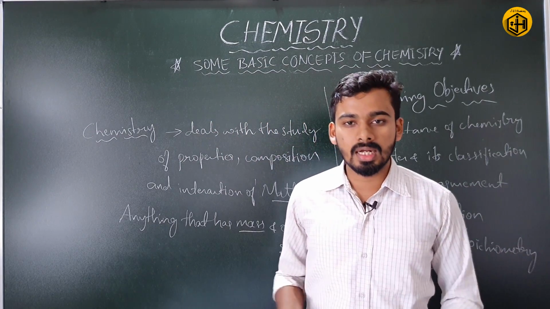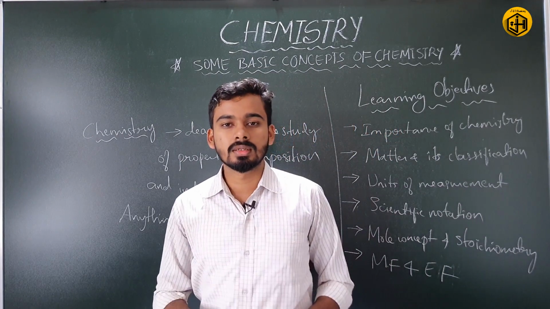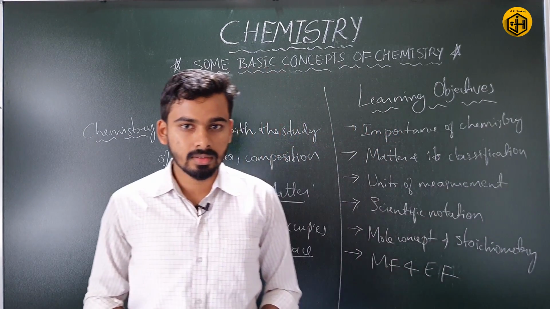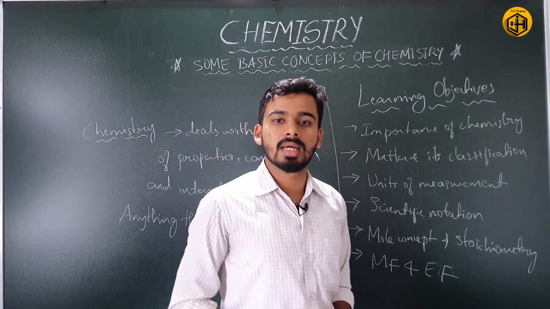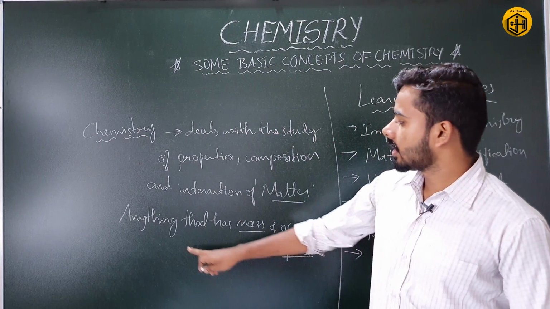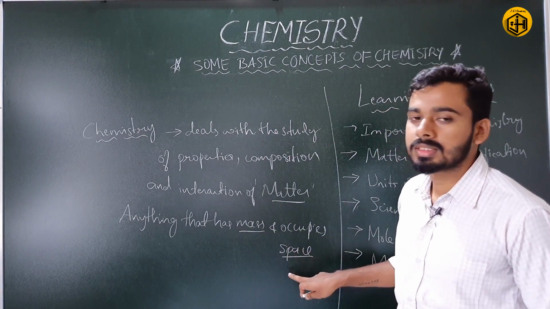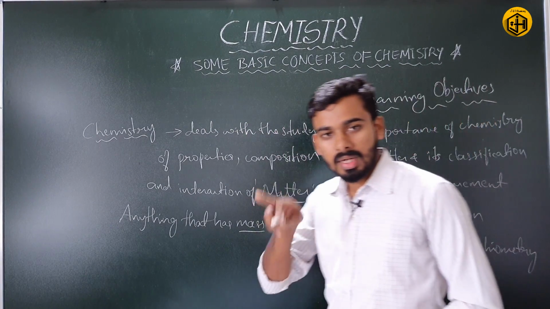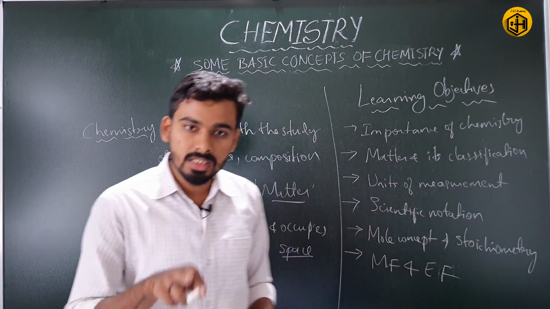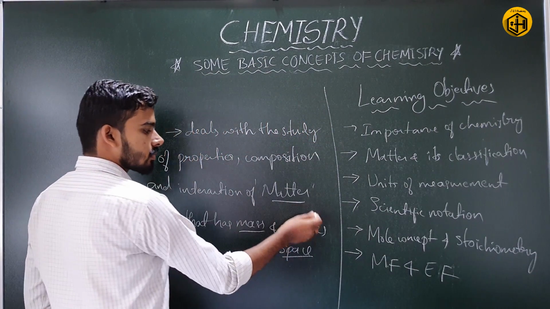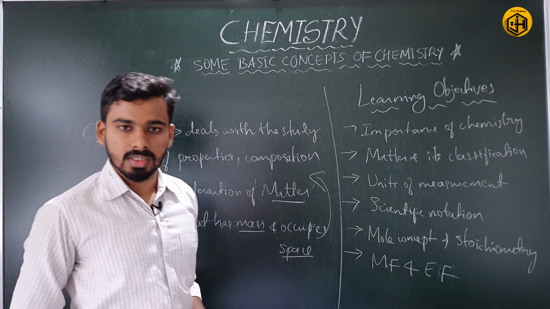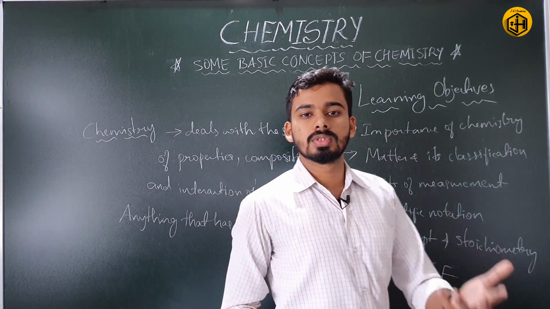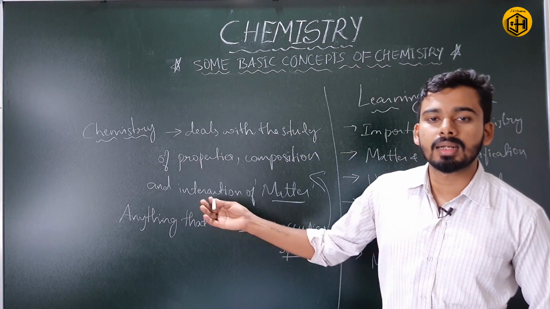Anything and everything that we can feel and we can touch, we can sense through our senses, then those things, materials or substances are called as matter. Matter is anything that has mass and occupies space. And the branch of science that deals with the study of this matter is known as chemistry. Chemistry is a branch of science that deals with the study of composition, properties and interaction of matter.